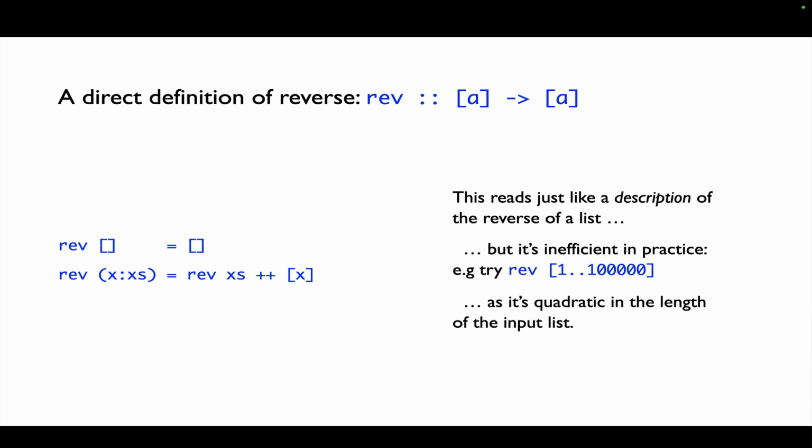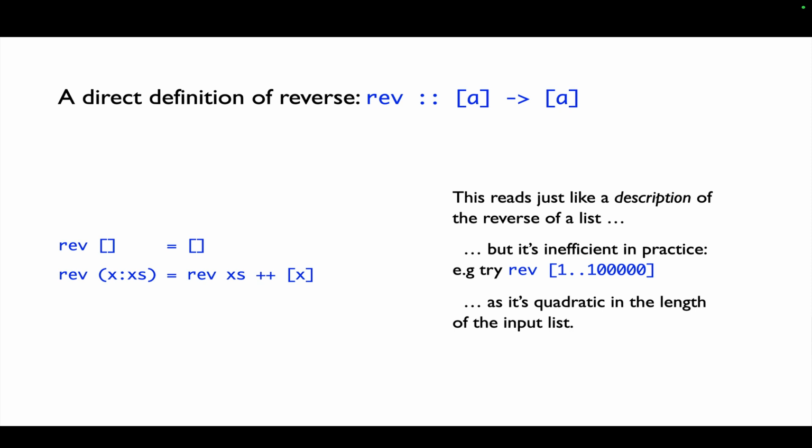What we're going to conclude with is looking at how to reverse a list. And what I'm starting with is a direct definition of reverse. The function rev takes a list of any type and returns a list of that same type. What does the definition say? It reads just like a description of the reverse of a list. It says the reverse of an empty list is the empty list, and the reverse of a non-empty list is got by reversing the tail and then sticking the head at the far end. We do that by putting the head in a list on its own and joining those two together.